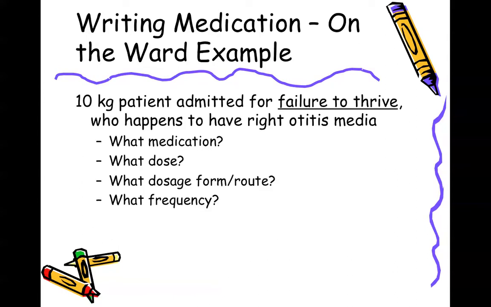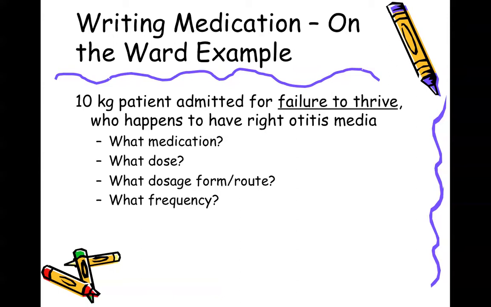Okay, so we have an example here, and this is where you're going to get a piece of paper out and do a little problem. So you have a 10-kilogram patient who's admitted for failure to thrive, so hasn't been eating as well and maybe has failed outpatient increased caloric content, and is going to be admitted to see if we can figure out why the child is not growing as expected. And you do a full exam, and you happen to see that the child has a right otitis media.